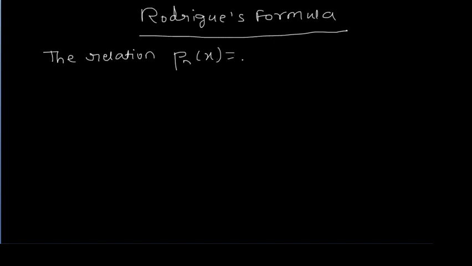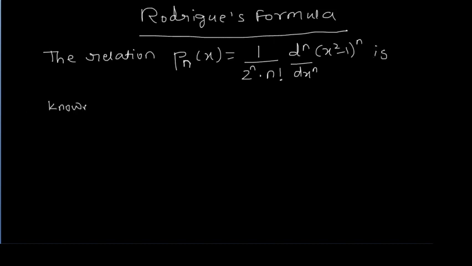Pn of x is equal to 1 divided by 2 raised to n into n factorial into d^n by dx^n of (x squared minus 1) whole raised to n, is known as the Rodrigues formula.